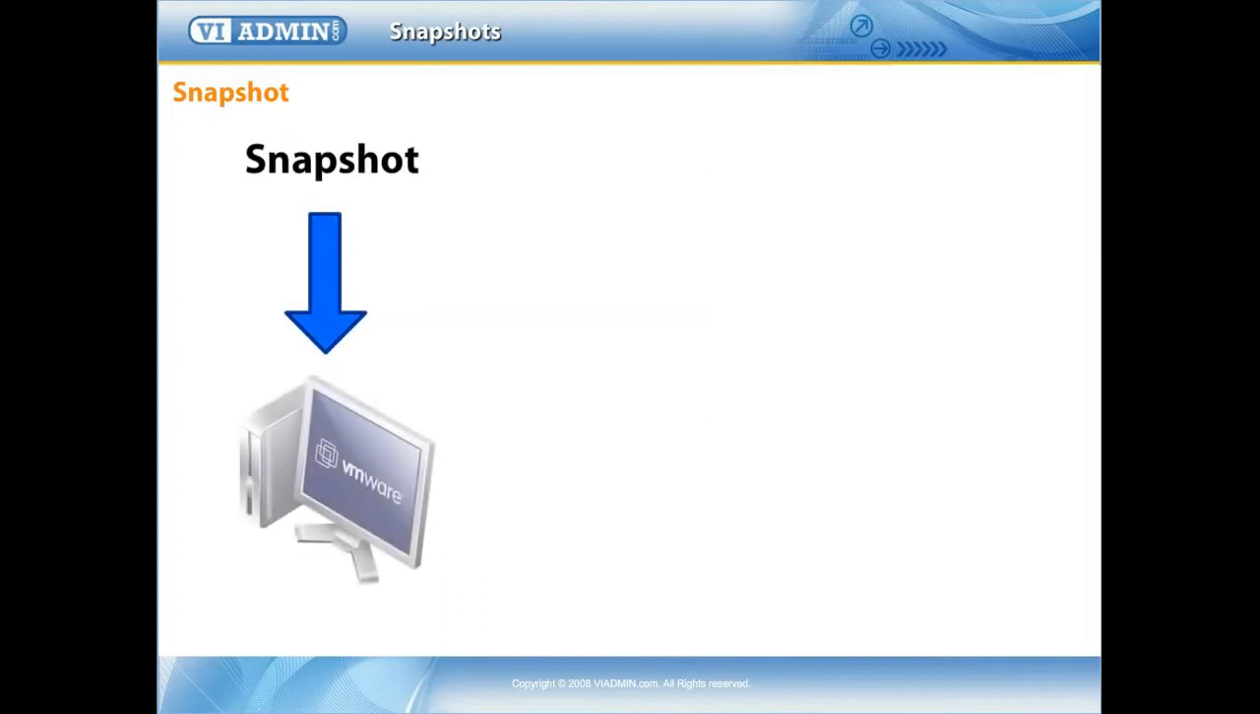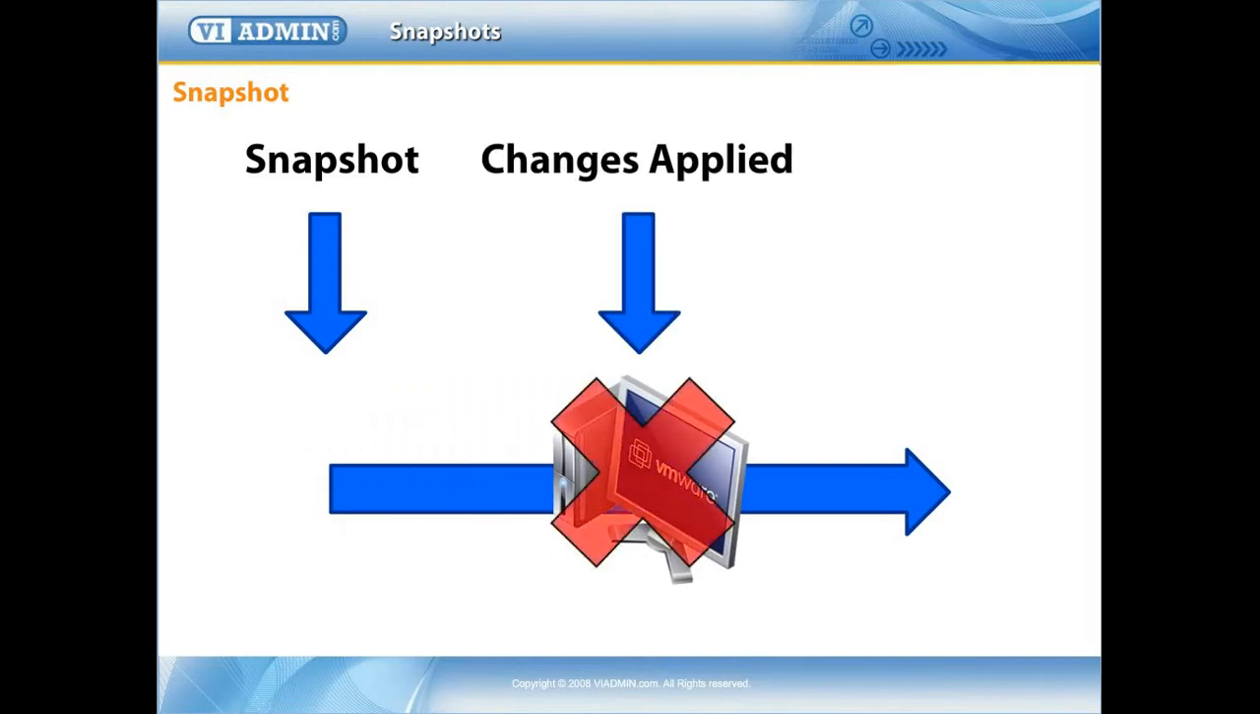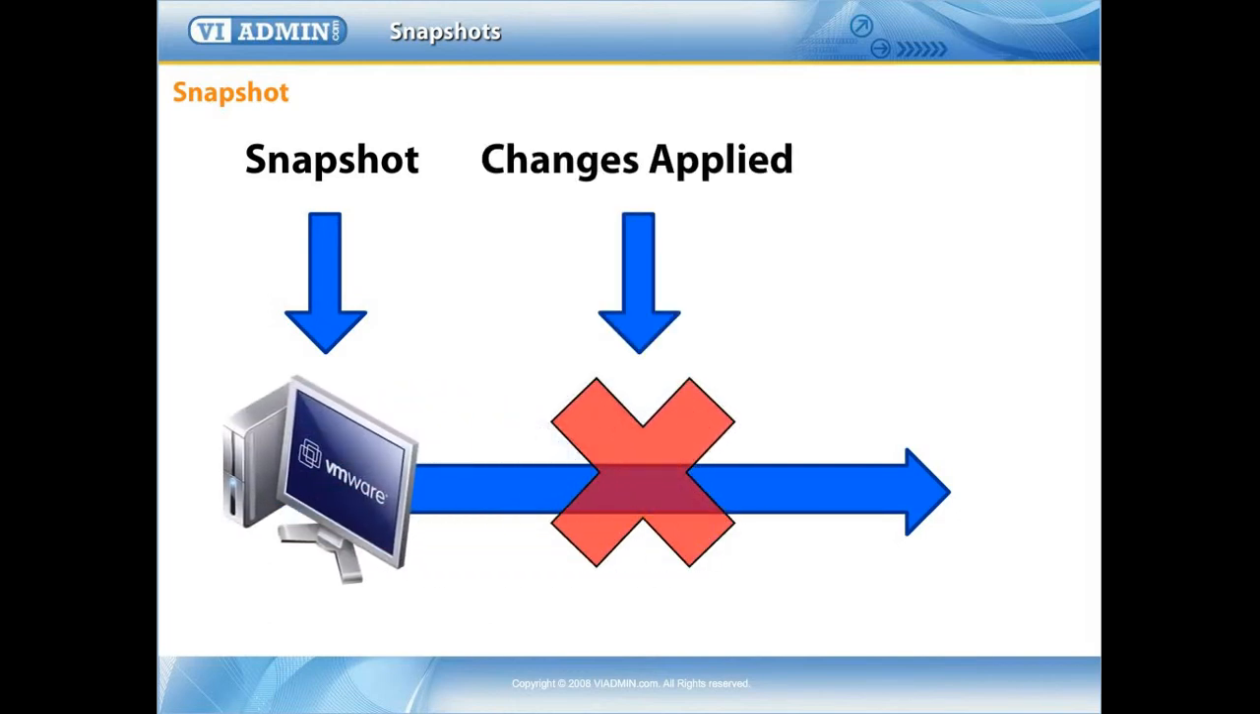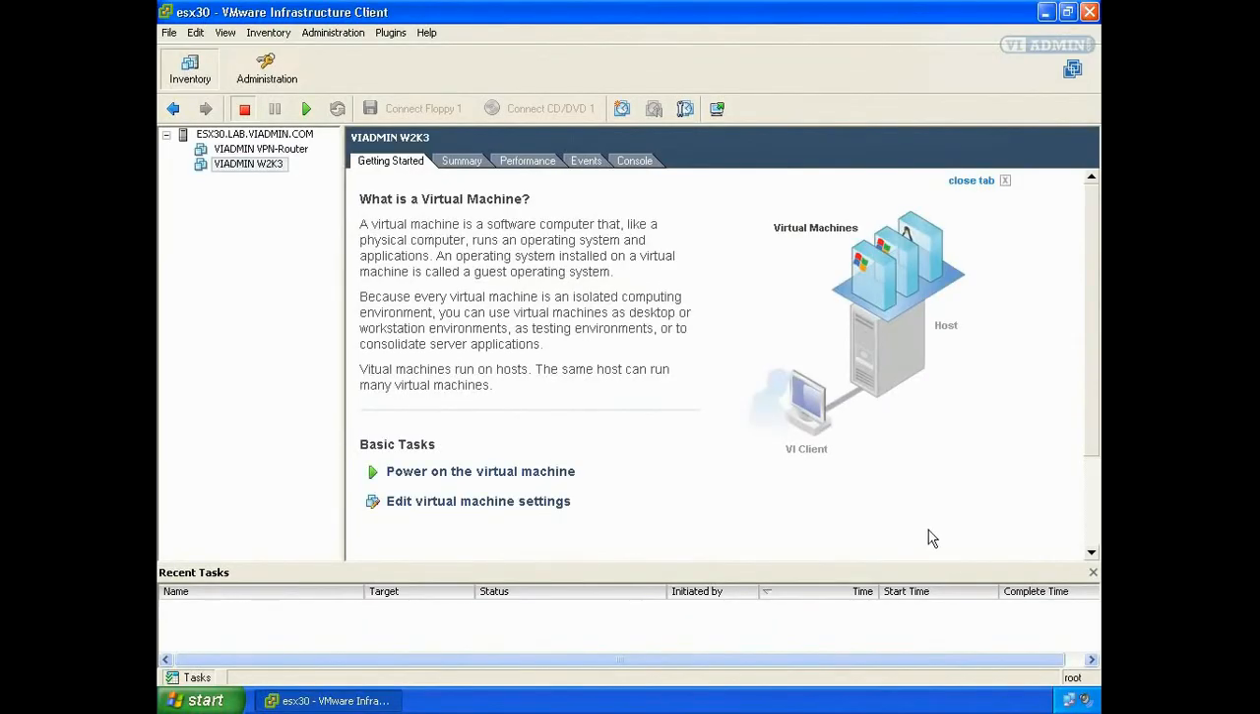So if you make some changes and they break things, or something goes wrong, or you just want to go back to a particular point in time, you can with snapshots. Snapshots let you preserve the state of a virtual machine so you can return to the same state repeatedly. So let's take a look at making some snapshots.